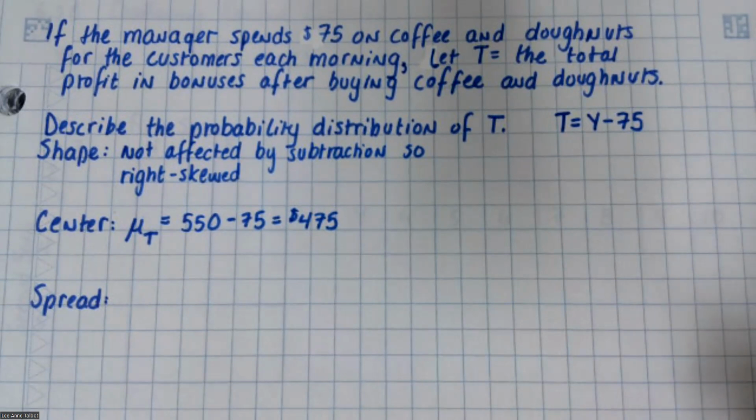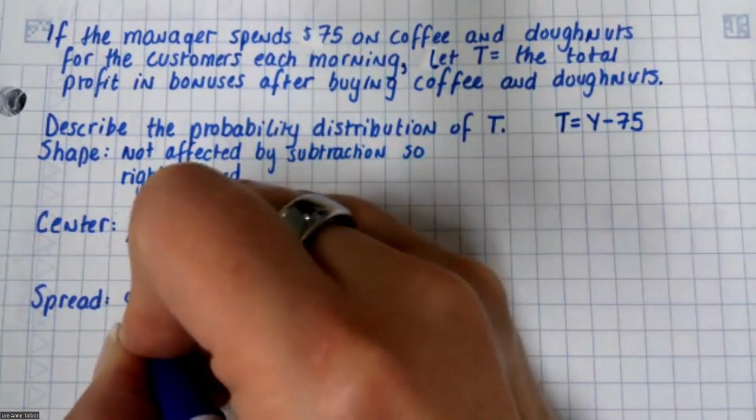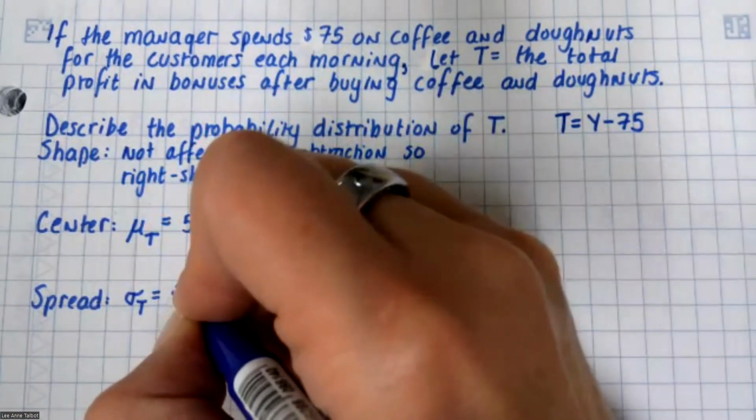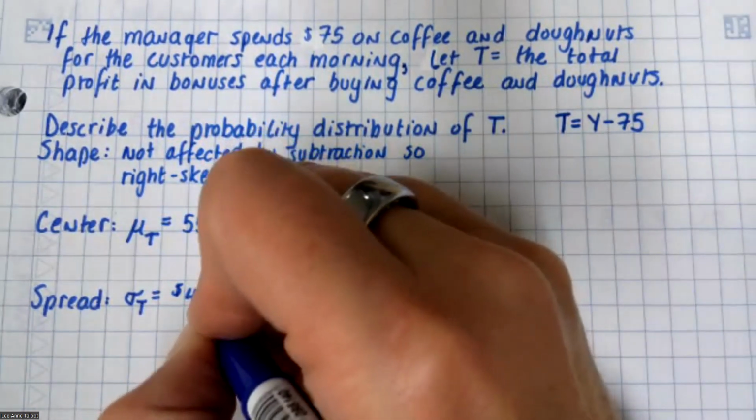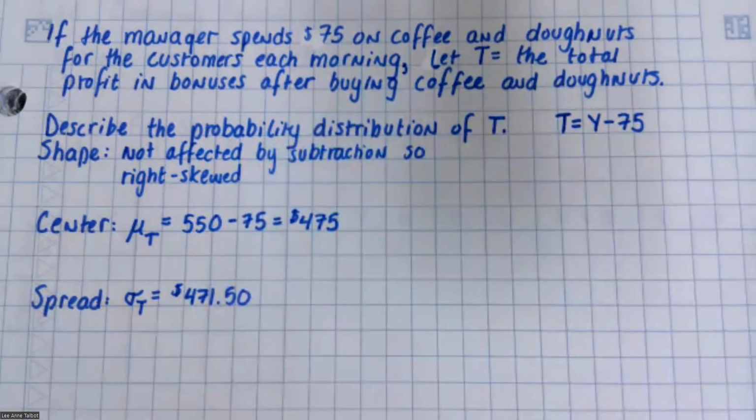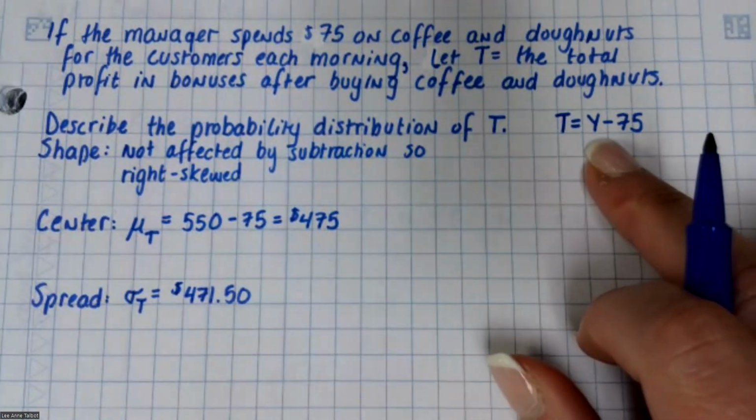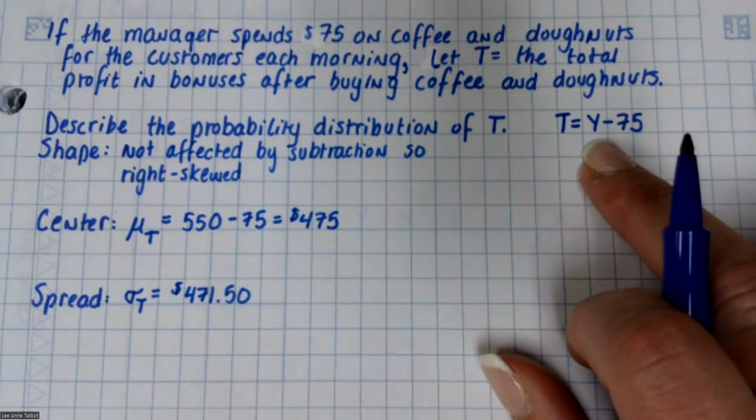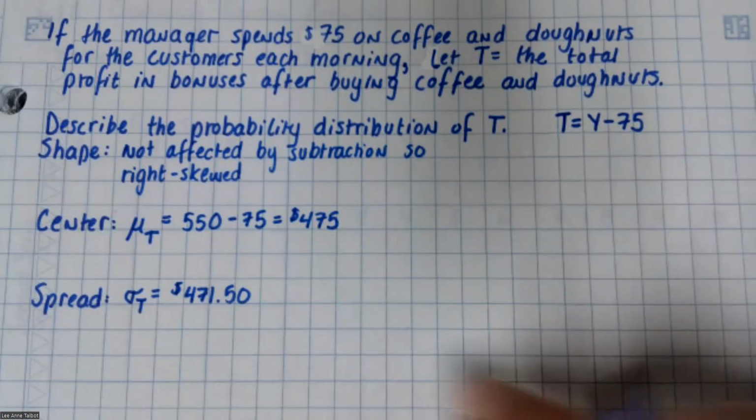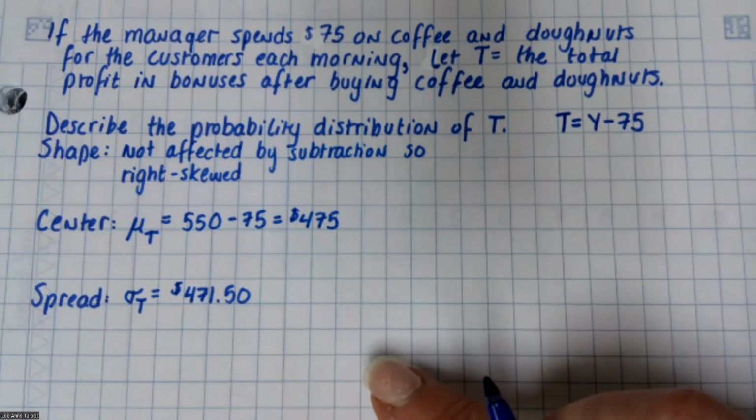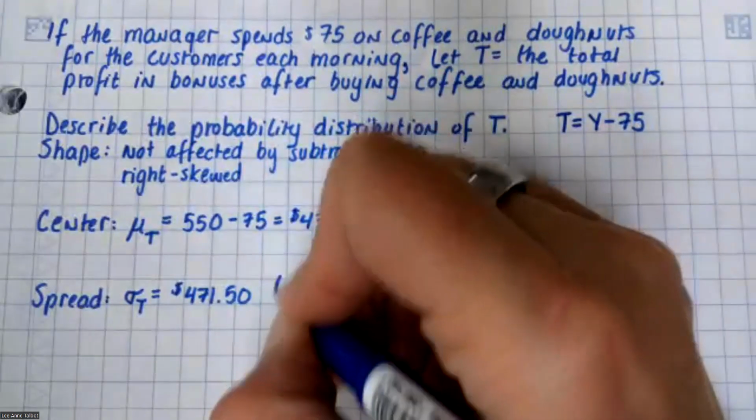Anyway, last thing. Is spread affected by subtraction? No. It's just Y, standard deviation of Y. Don't subtract the 75. It doesn't get 75 less spread out. You just leave it. You just gotta drop your pencil and walk away. Let's just write a note.